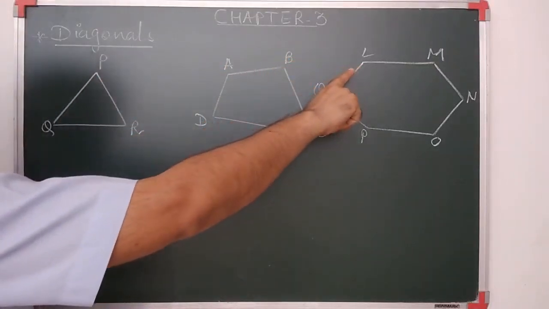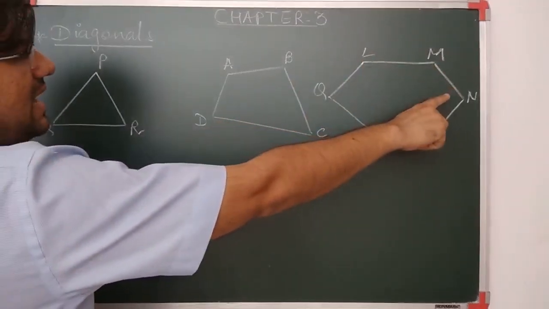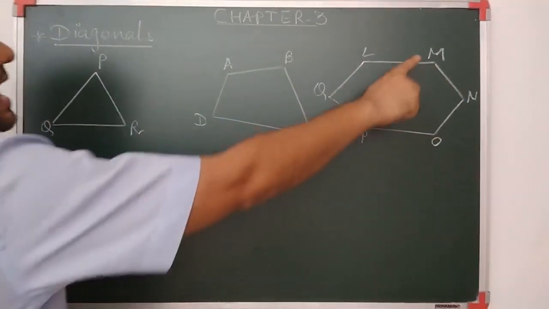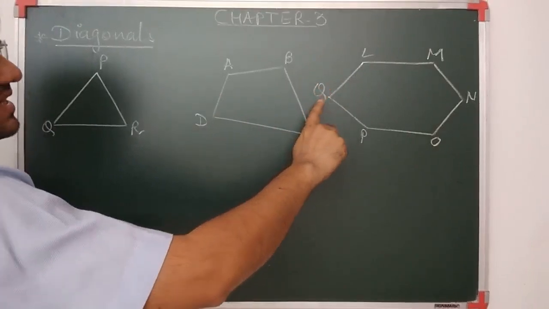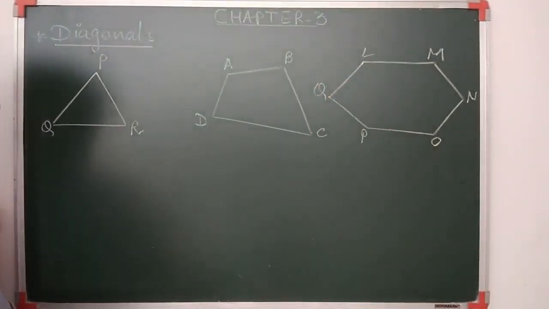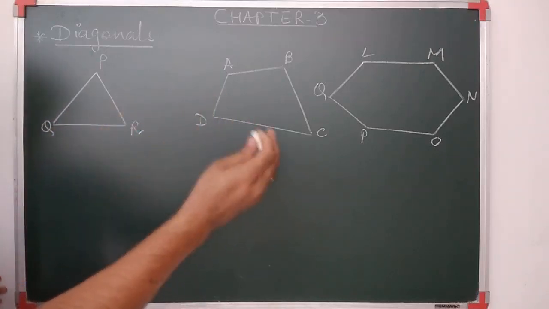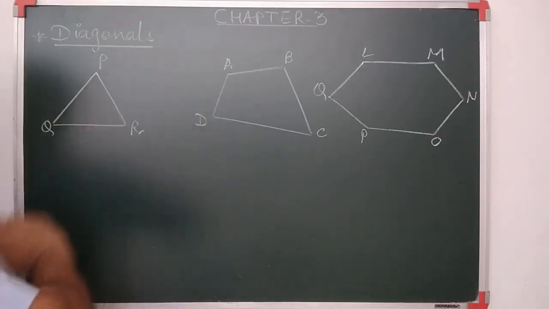Which are the non-consecutive vertices of L? The non-consecutive vertices of L are N, O, P. M and Q are considered consecutive. Consecutive means next to each other. Okay, so the definition says that a diagonal is a line segment connecting two non-consecutive vertices of a polygon. That means we have to join the vertices that are non-consecutive.